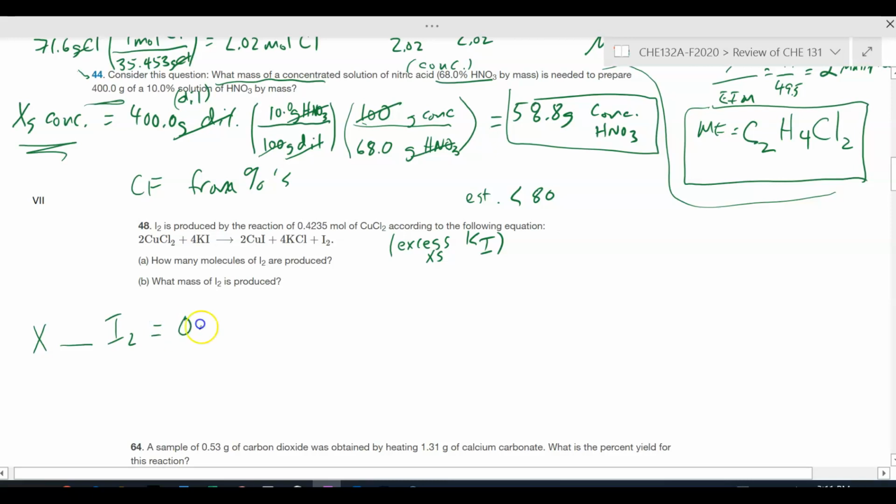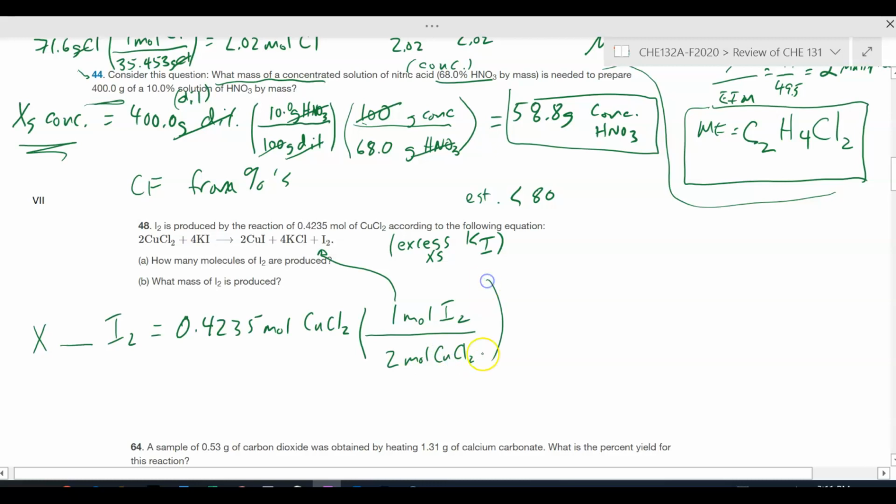So, all right, we know we got 0.4235, and I left the 2 out. And again, that's the kind of mistake that would give me a wrong answer if I didn't catch it. 4.335 moles of copper chloride. Now, that is reacting to produce 1 mole of I2, that 1 comes from that invisible 1 there, reacts with 2 moles of our copper chloride. And that 2 there is the 2 that we have down here. Moles of copper chloride cancel out. Now, at that point, I've got moles of I2.